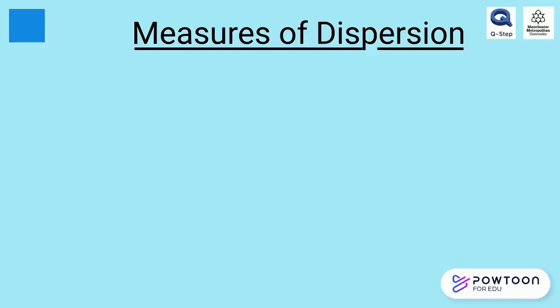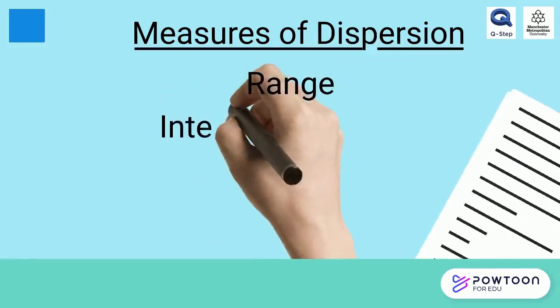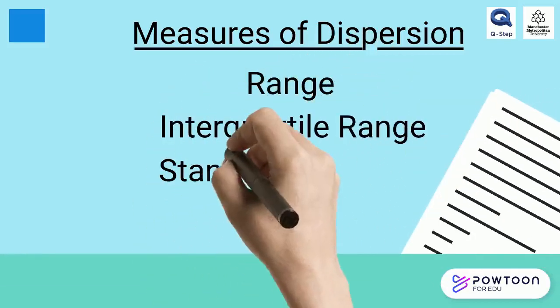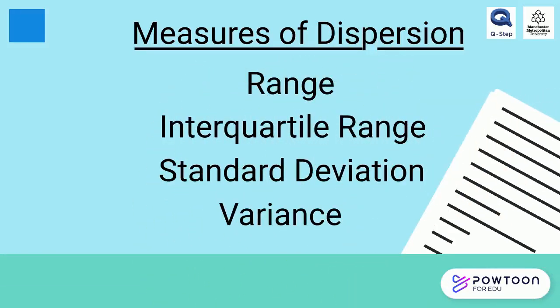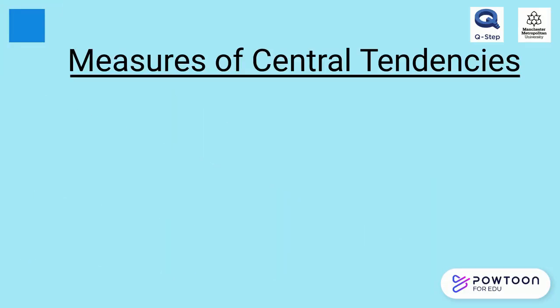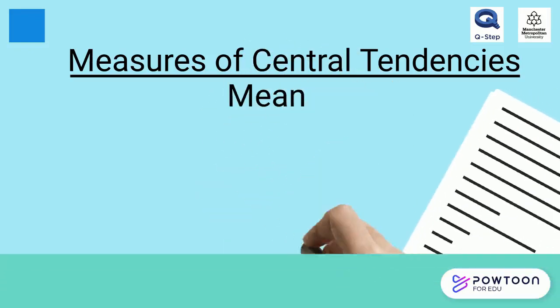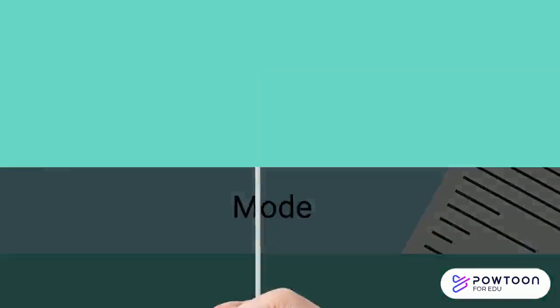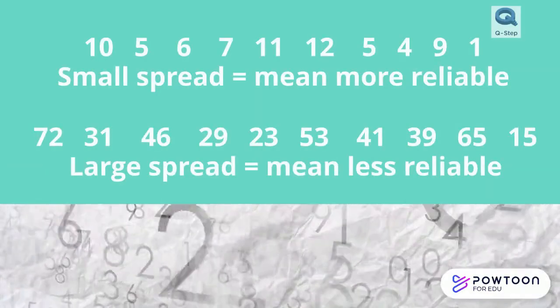The four measures of dispersion are the range, the interquartile range, standard deviation and variance, and we'll be looking at these individually later in this video. It's important to remember that measures of dispersion is completely different to measures of central tendency, which is the mean, median and mode.